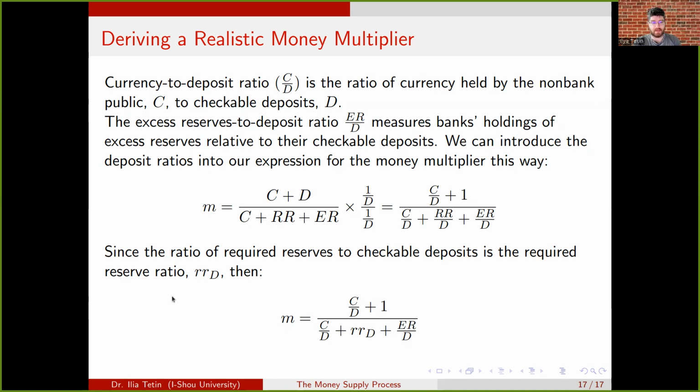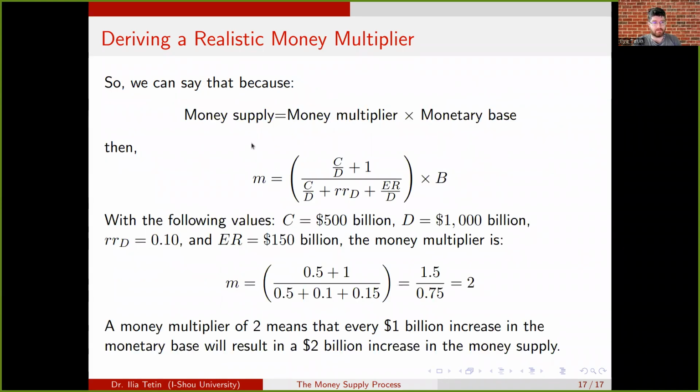So we can say that the money supply equals money multiplier times monetary base. Then we rearrange our expression in terms of monetary base, and we have the following formula to calculate the money multiplier. And here's an example of how to do that. If currency is 500 billion, deposits 1 trillion, required reserve ratio 10%, and excess reserves are 150 billion, then we can calculate the money multiplier this way.